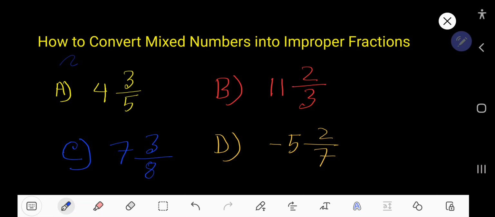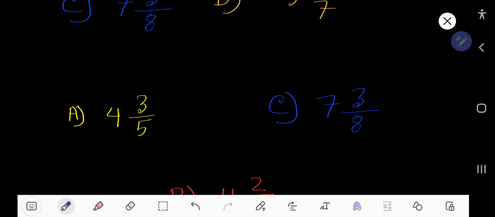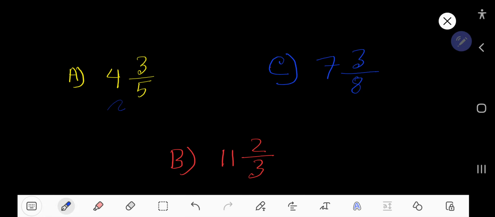This video will help you to learn how to convert mixed numbers into improper fractions. These are the four mixed numbers. Here we will learn how to convert these mixed numbers to improper fractions. So let us take the first example, 4 and 3/5.